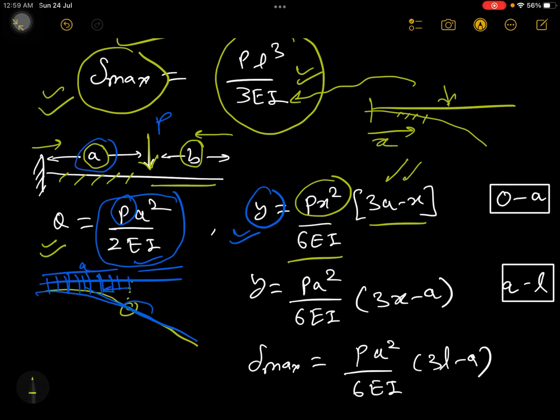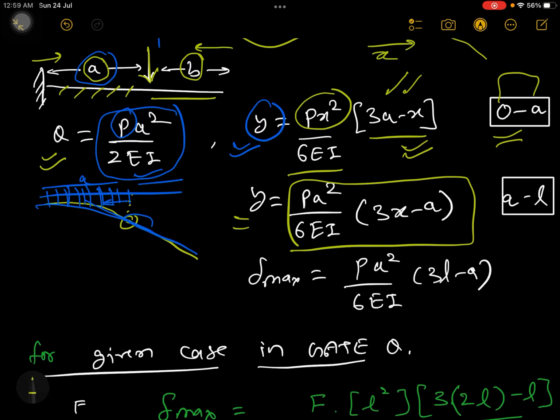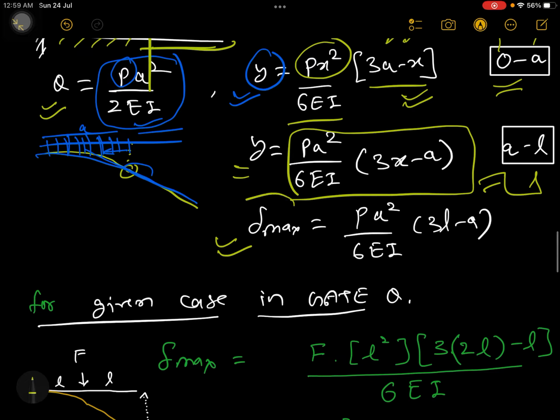From here you will consider length L. Here 0 and here length L. So this side. But if you are looking for the deflection on this side, then you will be using this formula: PA square by 6EI, like this. I have given you limits here: from 0 to A you will be using the first formula, and from A to L you will be using the second formula. Now, maximum deflection is always at the free end, so you'll be using this formula.